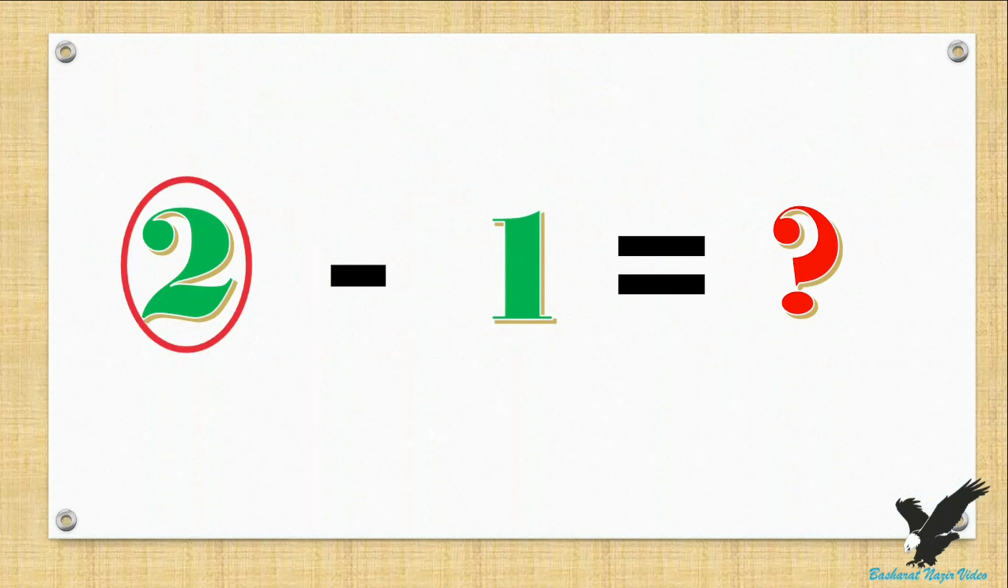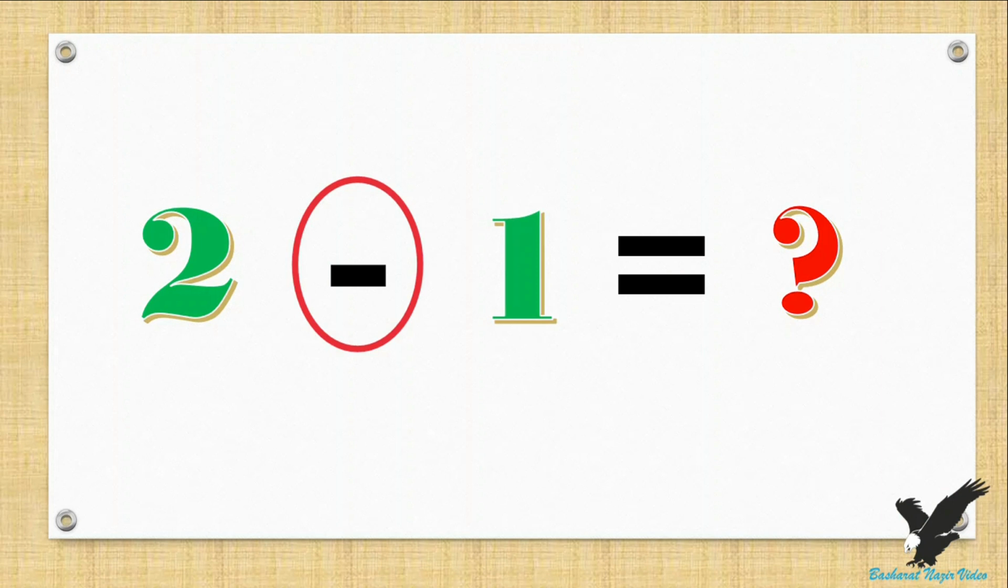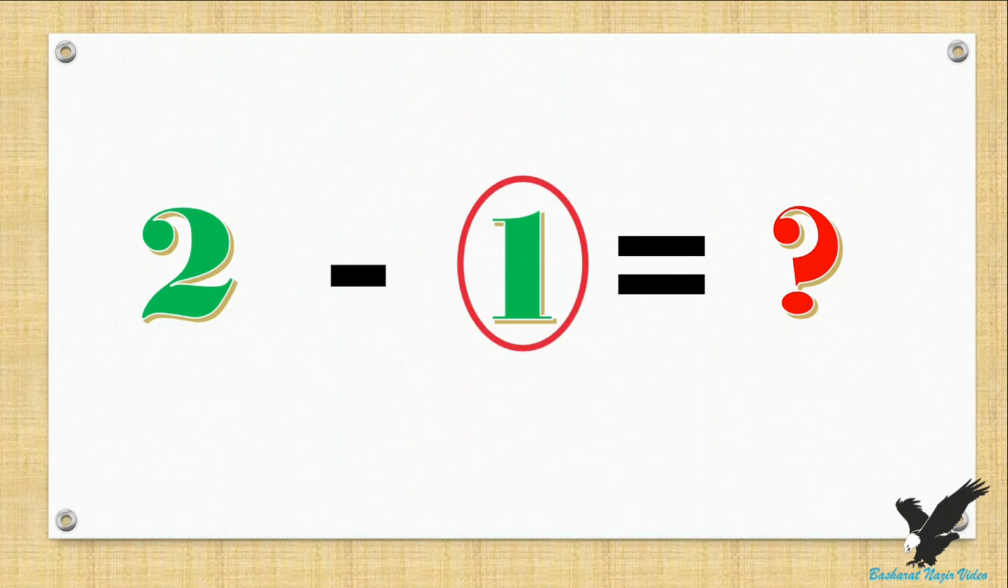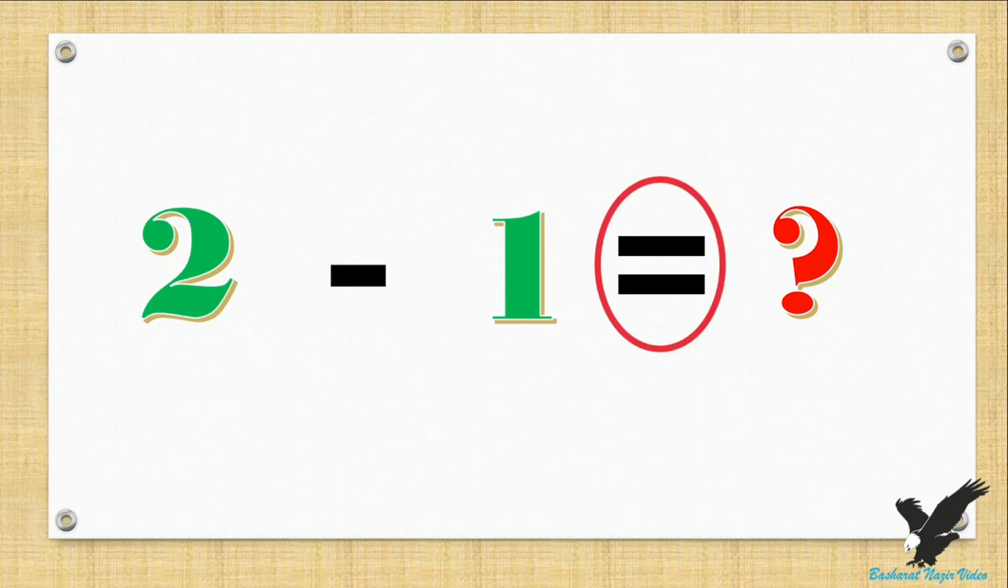On the left side, there is a number, followed by the minus sign, which tells us that a subtraction operation will follow. Following the minus sign is the second number. Next, we have the equal sign, which tells us that both sides of the equation are in balance, meaning they are equal in value.